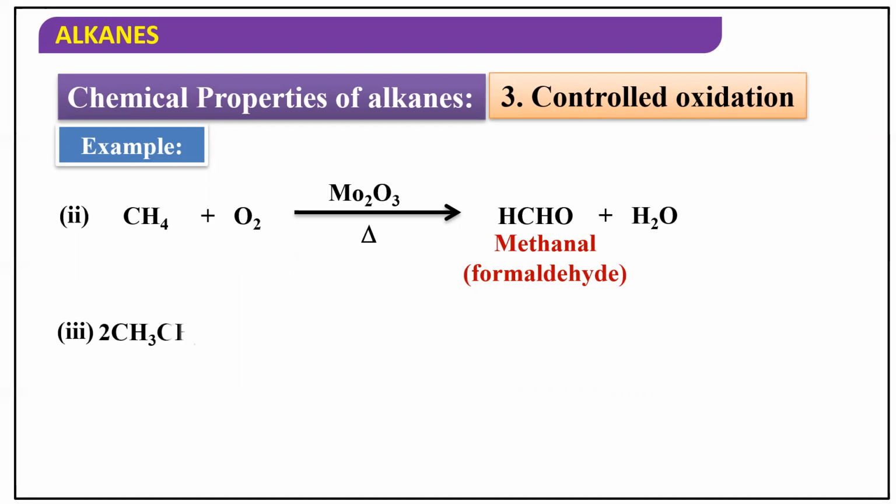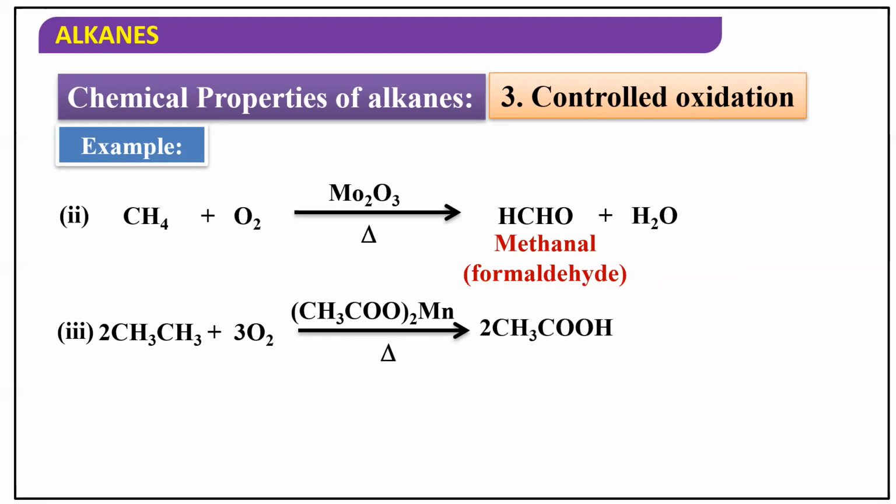And water, of course. This is ethane. CH3CH3 is nothing but C2H6, which is ethane. Ethane, when it reacts with oxygen in the presence of manganese acetate as a catalyst and you heat it, we get acetic acid and water as the product.